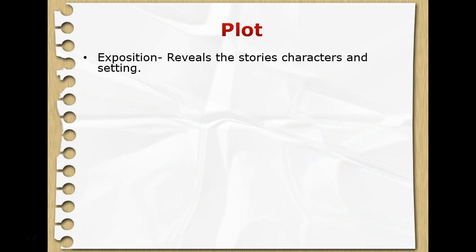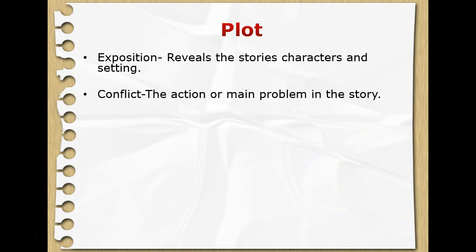Let's break those down. So when we talk about plot and we talk about its elements, exposition reveals the story's characters and the setting. Basically, it's the beginning. Conflict is the action or main problem in the story. Climax is the turning point of the story.